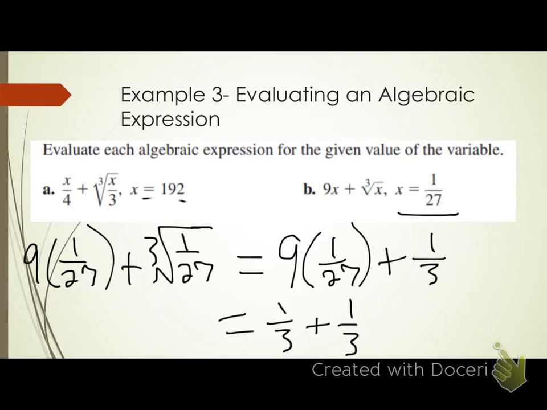And now I just have my addition. Remember, if you're adding or subtracting fractions, you need a common denominator. Luckily, we have a common denominator right here. They both have a denominator of 3. So I can just add my numerators. 1 plus 1 gives me 2. Keep my denominator the same. So I get 2/3 for my answer evaluating my expression. Once again, just plug your x value in, work down using your order of operations.